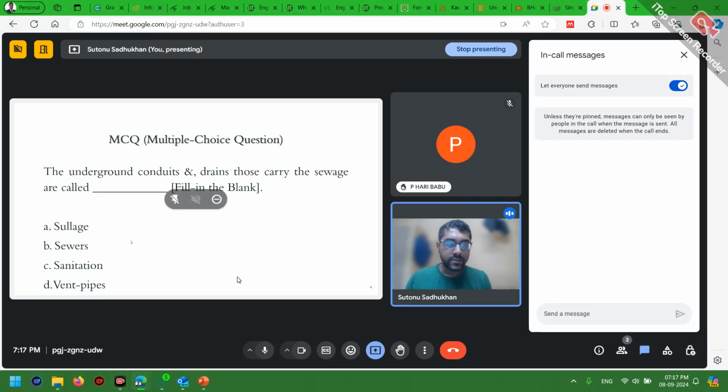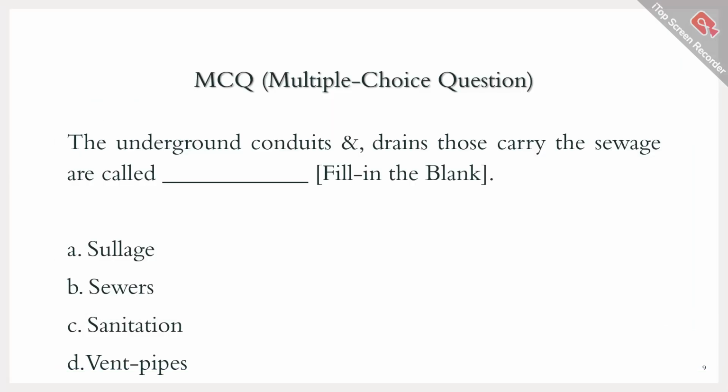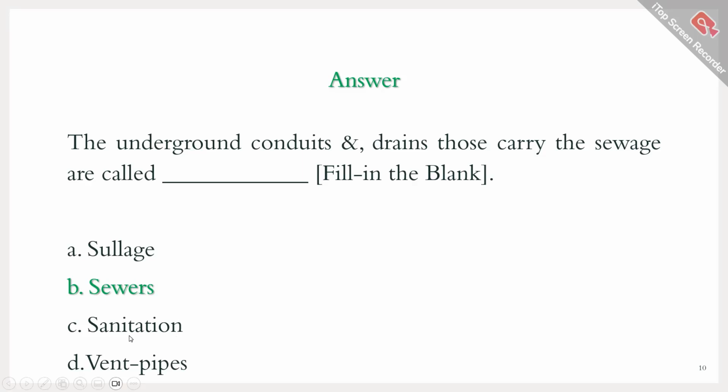Okay, I'll proceed with the answer. So the correct answer is sewers. The underground conduits and drains that carry the sewage are called sewers. What are vent pipes? Vent pipes are pipes used to release the excess amount of air or gas that may get accumulated within any pipe. They are used for gas release or excess air pressure release.